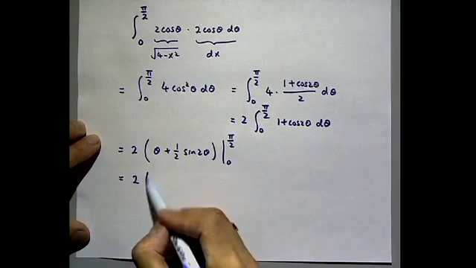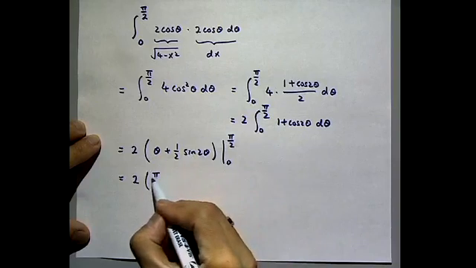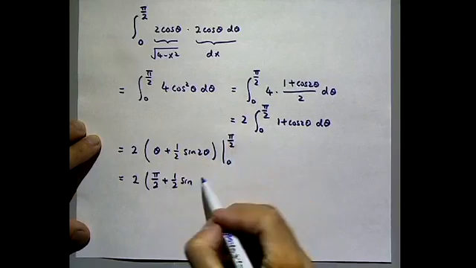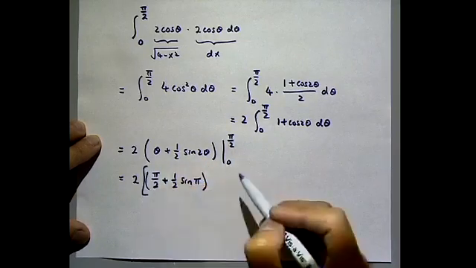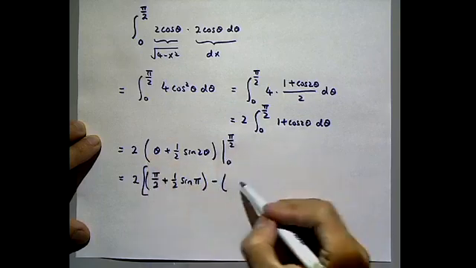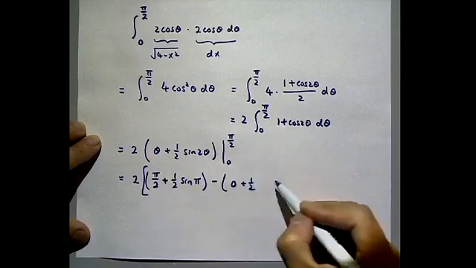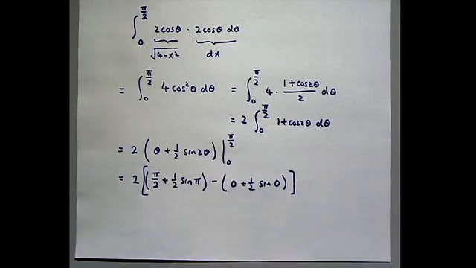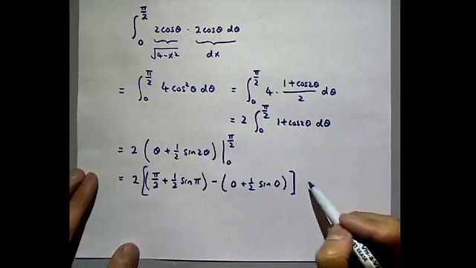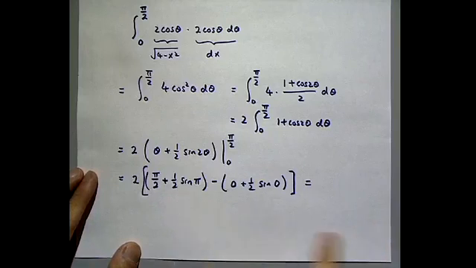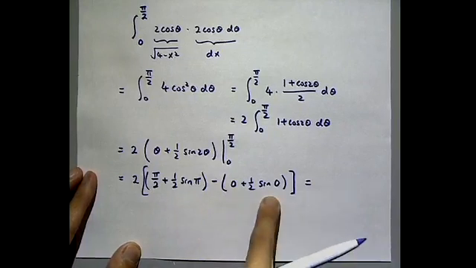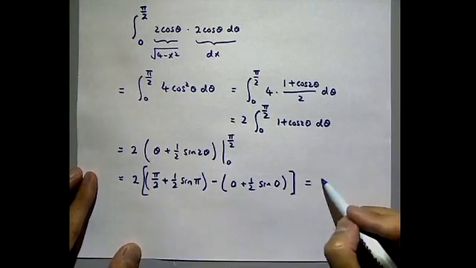So we get pi over 2 plus 1/2 sine of 2 times pi over 2, minus 0 plus 1/2 sine of 0. And these are 0, 0, right? Nothing, nothing. So pi over 2 times 2 is a pi.